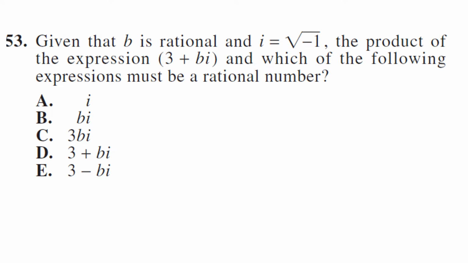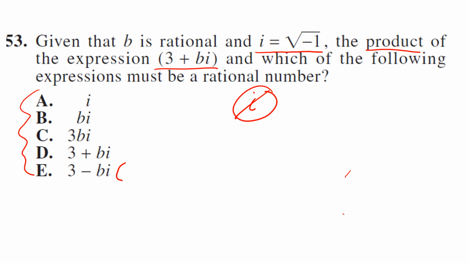Okay, this is really a concept question. So you have to know i is an imaginary number, right? So what this is really asking, the product of 3 plus bi and which of these expressions must be a rational number. What it's really saying is which one will get rid of i, which one will eliminate i. So if you just think of your basic algebra, 3 minus bi, 3 plus bi, and you just FOIL those out.